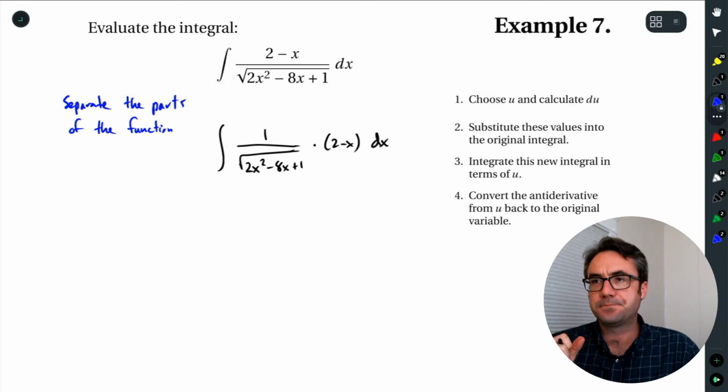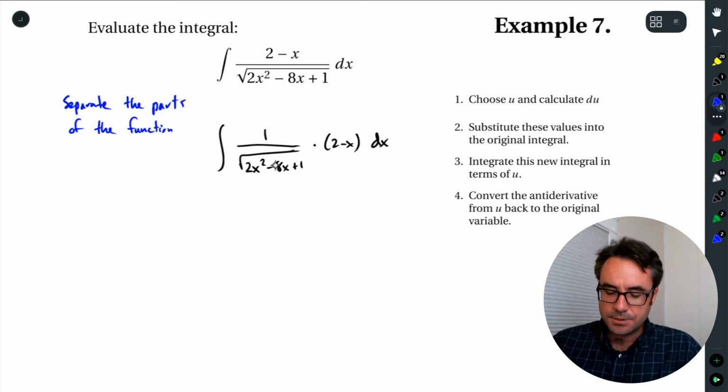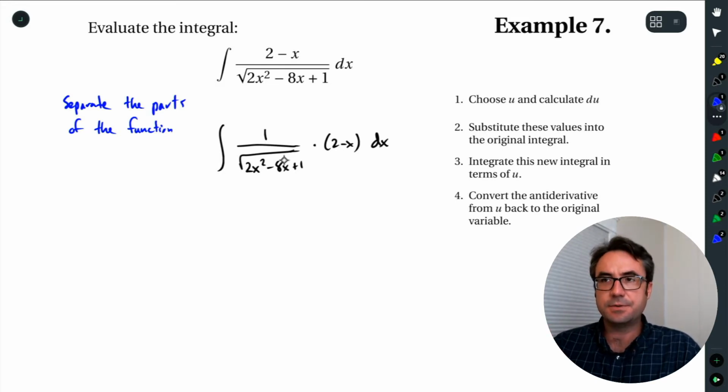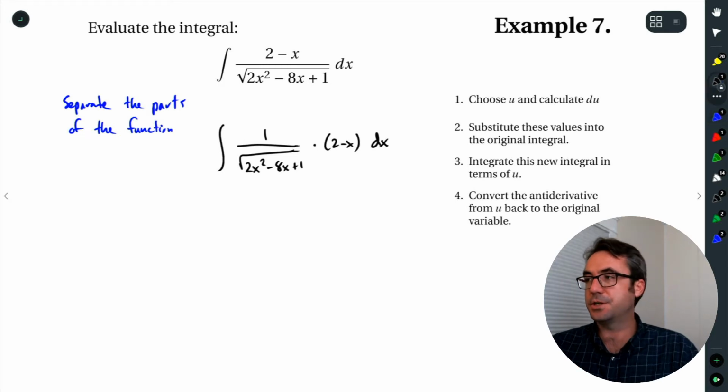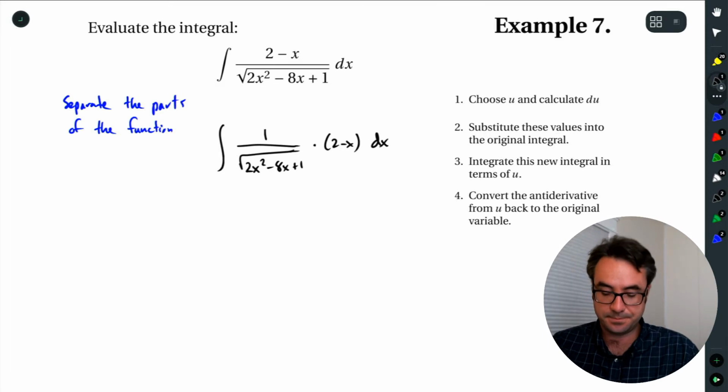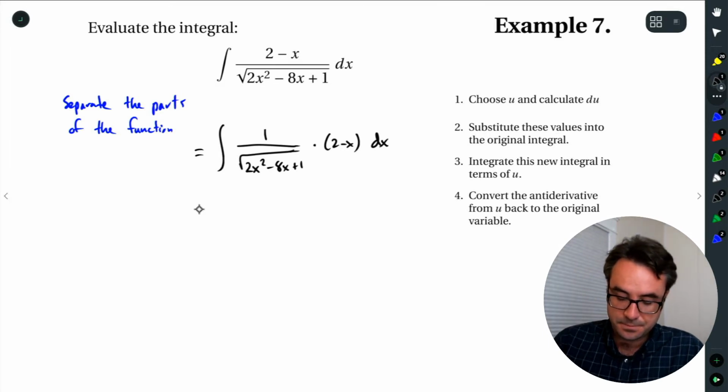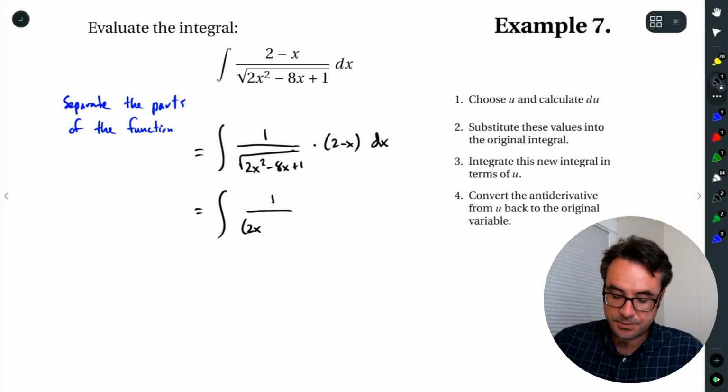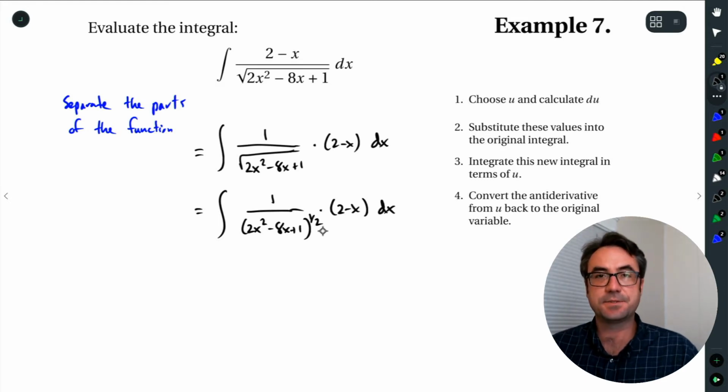All right. So we have a root function and we have a fraction. So let's first rewrite this root function with a fractional exponent. So I might write this as 2x squared minus 8x plus 1 raised to the 1/2 power with 2 minus x dx.